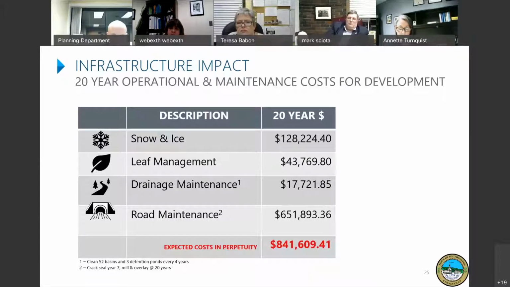Over the 20 years, subject to 2% annual inflation, the total would be $128,224. Now for leaf collection, it would be $1,801 annually for a total of $43,770 over 20 years. Drainage maintenance occurs every 4 years, and the development as proposed would have 3 detention ponds and about 52 catch basins. In year 4, the drainage maintenance would cost $3,066. In year 8, it would be $3,254. This increases a few $100s each.